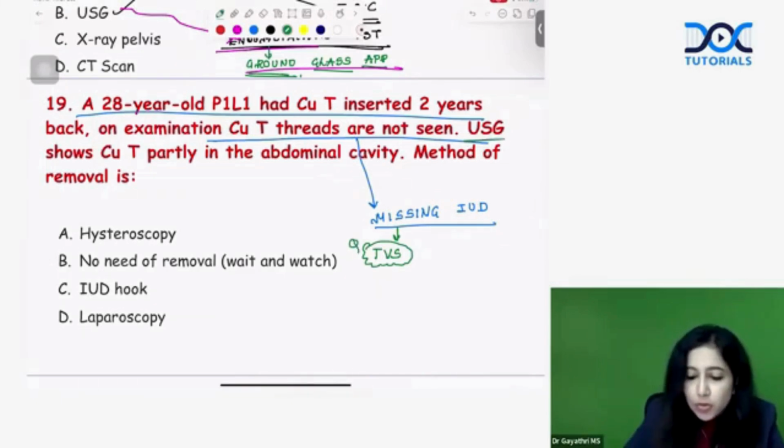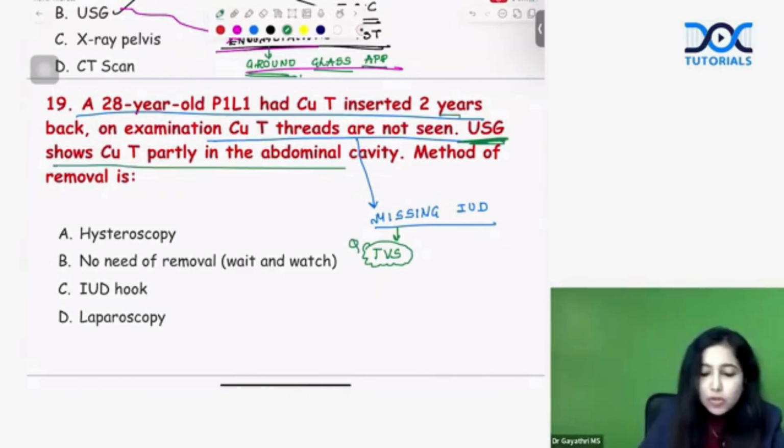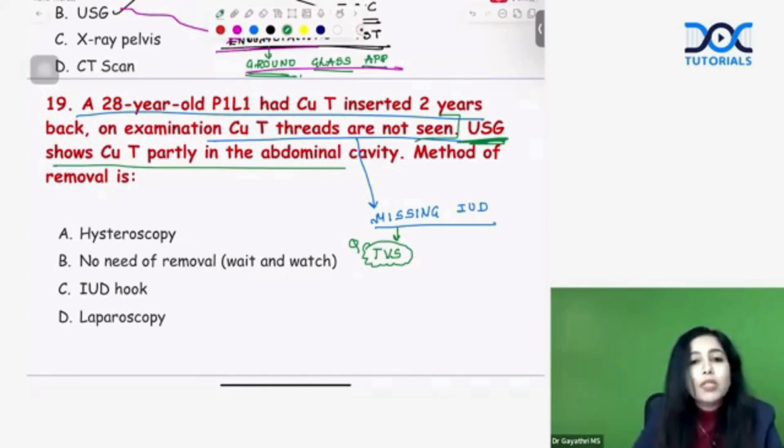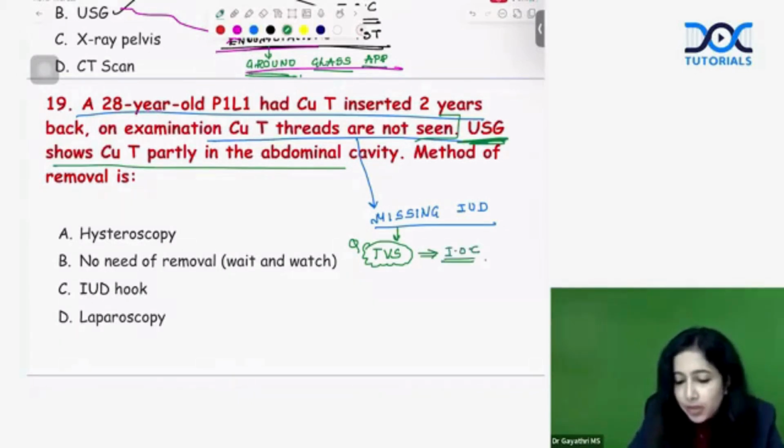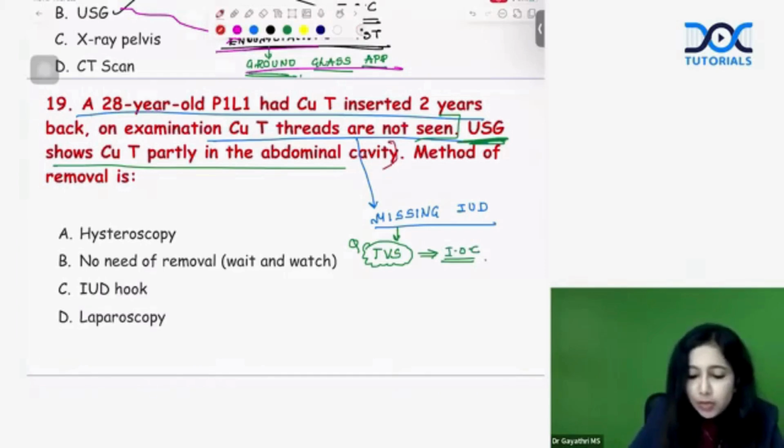So if they ask you this question, it has already given the answer. If they ask you such a scenario, stop till here and ask what is the next investigation that you will do, what is the investigation of choice? Your answer is TVS. So that part is already given in the question.